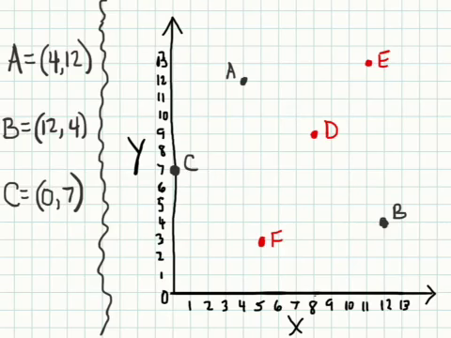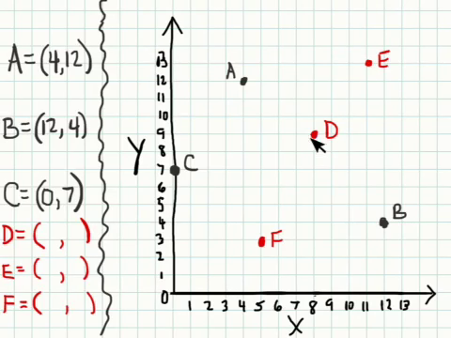We can also work in reverse order. If we wanted to figure out the values or the ordered pairs for D, E, and F, let's try D first. How far over would we need to get to reach D? Oh, it looks like 8. D is 8 over, so we can write that in.